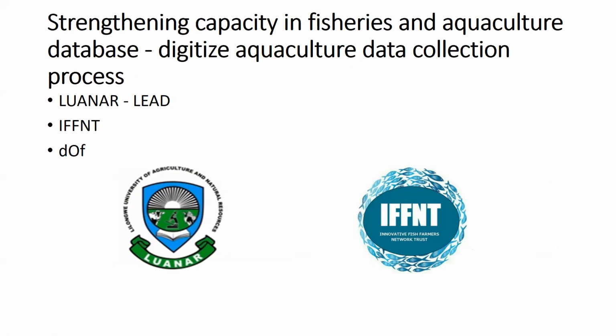But of course, we are working with other organizations such as the Innovative Fish Farmers Network, which is the network of fish farmers in the country, who have been doing similar initiatives, but they were still using Excel after they collected data, and the systems still needed to be improved. So we'll be working together. And of course, the DOAF is the Department of Fisheries, which has fisheries officers across the country. So once we develop this system, the main uptaker will be the Department of Fisheries, so that the technical people on the ground should be able to use those forms.